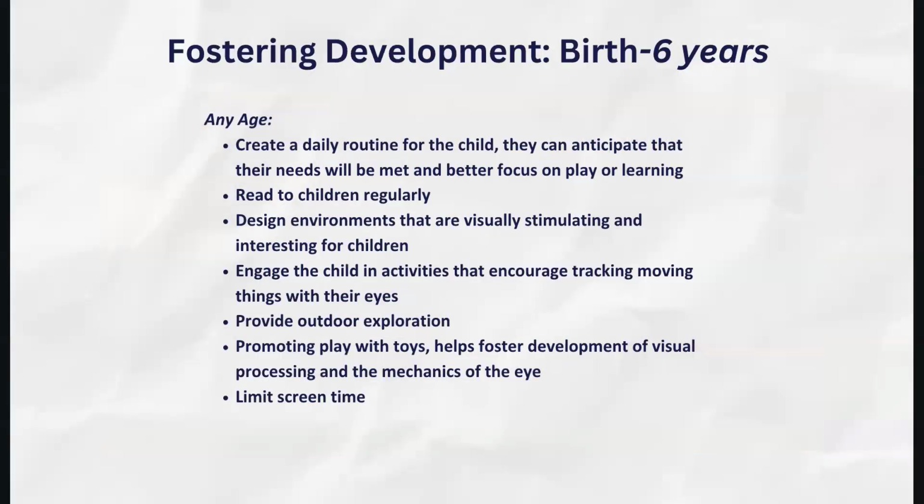Here are some simple things that can be done to foster development of visual skills at any age. Design environments that are visually stimulating and interesting for children, including things like color, texture, and shape contrast. Another helpful thing to do is to engage the child in activities that encourage tracking moving things with their eyes, such as rolling a ball back and forth or playing catch to help develop hand-eye coordination.